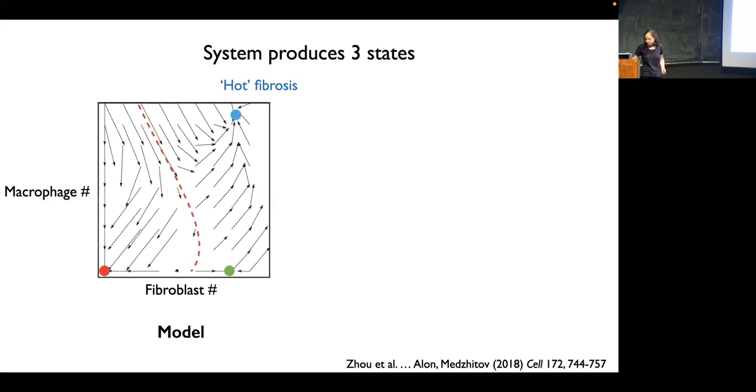In total, this system has three steady states. One is the uninflamed or healed state, where you have no macrophages and no fibroblasts. There's another interesting one which these authors called cold fibrosis, which is that you have a lot of fibroblasts but no macrophages. So this is calculated from a model. Let's recapitulate this behavior.